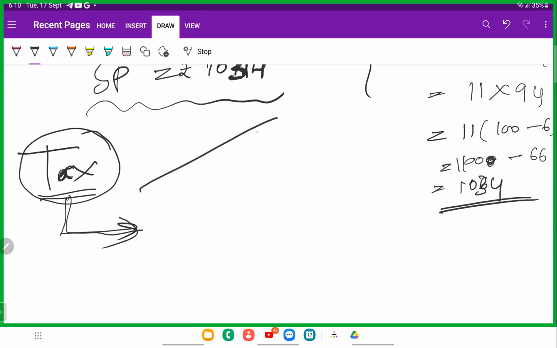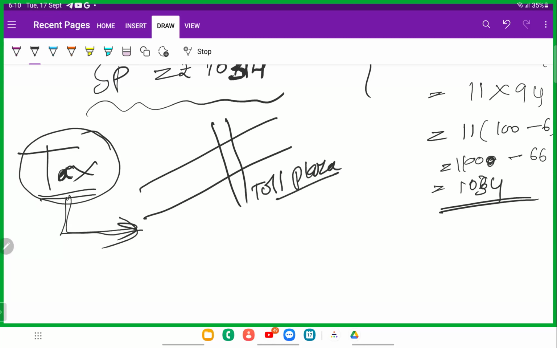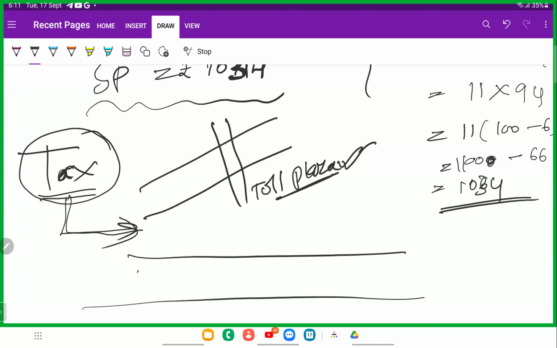Okay, I will give you one small example. How many of you are aware of toll price? Toll gate price. When you are traveling to any place, a long distance, suppose you travel from Hyderabad to Yadagiri Gutta, in between you will see a toll plaza. How many of you are aware of toll plazas? So exactly what we are doing at the toll plaza is, so this is the road. You are traveling by car.